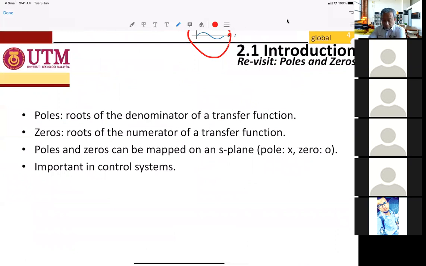So I believe that you all still remember what is the definition of poles, zeros, which is listed here. Poles are the roots of the denominator of a transfer function, while zeros are the roots of the numerator of a transfer function. Poles and zeros can be mapped on the S-plane, okay, where the symbol is X for pole and 0 for zero. So it is important in a control system.